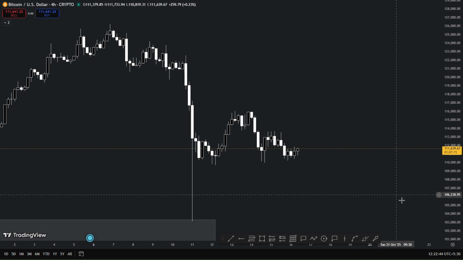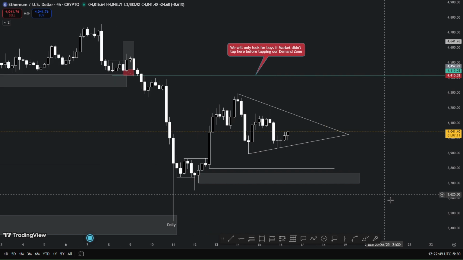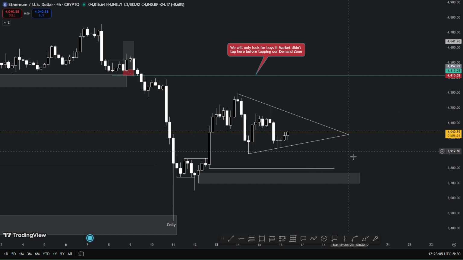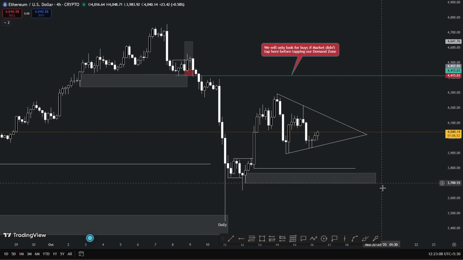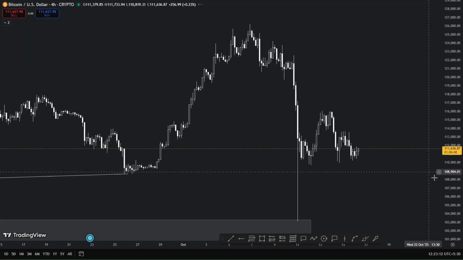We have nothing in the BTC setup. As for Ethereum, we were waiting for the market to tap this H1 demand or H4 demand. Then we could have looked for buys after confirmations till this green line. But right now it is in a range, so we have nothing in this pair. We are just waiting for a setup to form.